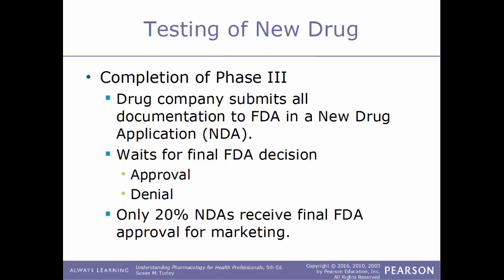Alright, upon completion of phase 3, the drug company will submit all the documentation to the FDA in a new drug application, NDA. At this point, all they can do is wait for a final decision from the FDA, and the drug will either be approved or denied. Only about 20% of NDAs receive a final approval from the FDA for marketing. So it's very likely that you'll get all the way through the end of phase 3, complete all this research, invest all this time and all this money, and your drug will still get denied.